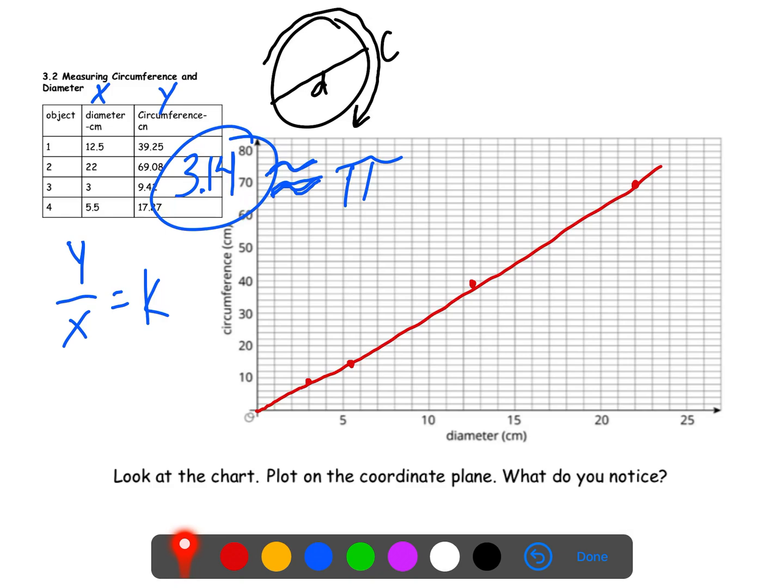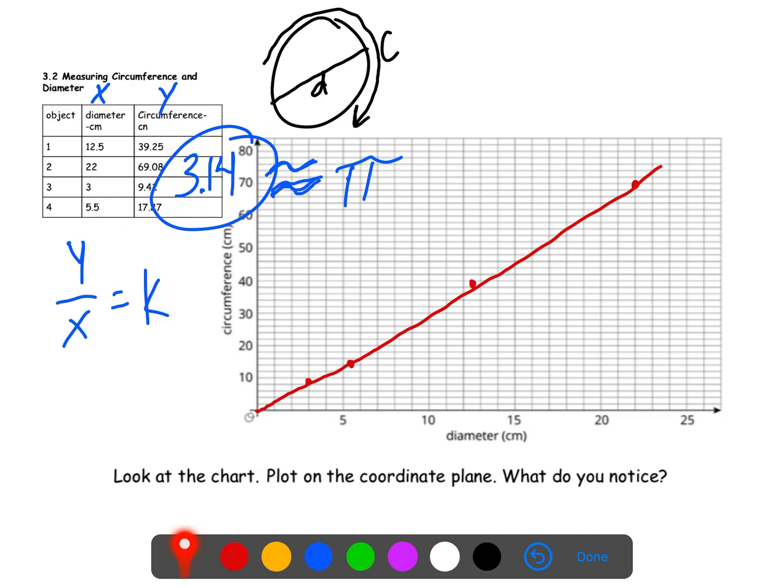So, for the most part, and for most of our calculations in 7th grade, we're going to round pi to this 3.14 here. Whenever you hear pi, you can think it's about 3.14. And being that this is the constant of proportionality between diameter and circumference, that's really cool.